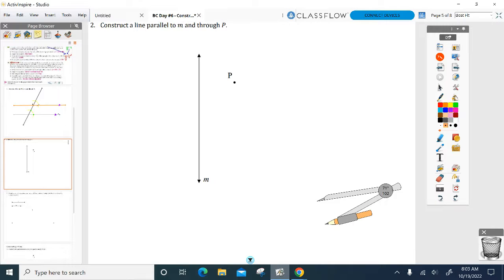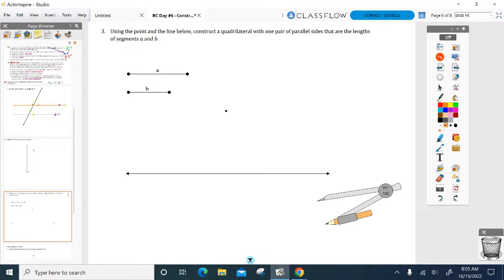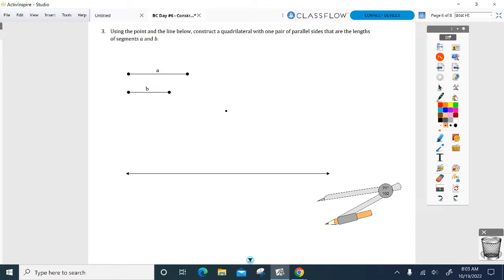All right, one more time. Go to number 3, one more time. Okay, now we're going to do something unique with your parallel line construction. Let's read through the directions together here. Using a point and the line below, construct a quadrilateral. Anybody know a very simple fact about a quadrilateral? It's got 4 sides. That's all you need to know for this one. 4 sides. But there's got to be something special about 2 of those sides. 2 of those sides have to be parallel and have the lengths of A and B.